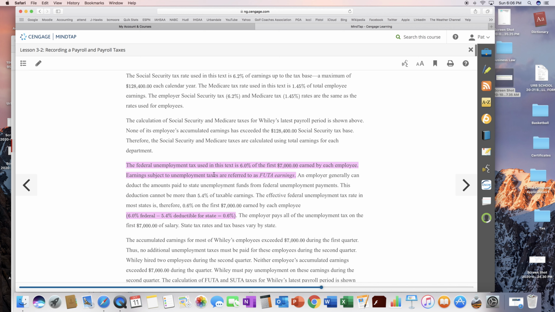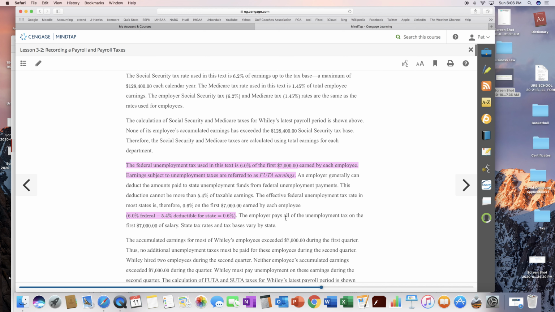The federal unemployment tax: we're going to tax the first $7,000 earned by each employee. Once you make $7,001, that $1 is no longer taxed unemployment-wise. There's up to 6% for federal unemployment tax. They give you a deduction of taxable earnings. 5.4% will go to the state. So we're just going to pay that.